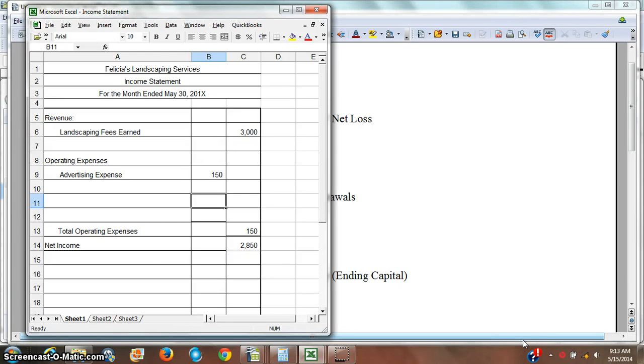In the example I've created here, I had a net income. But what if my business had a loss? What would that look like on the income statement? So what I like to do is to illustrate that real quick here.